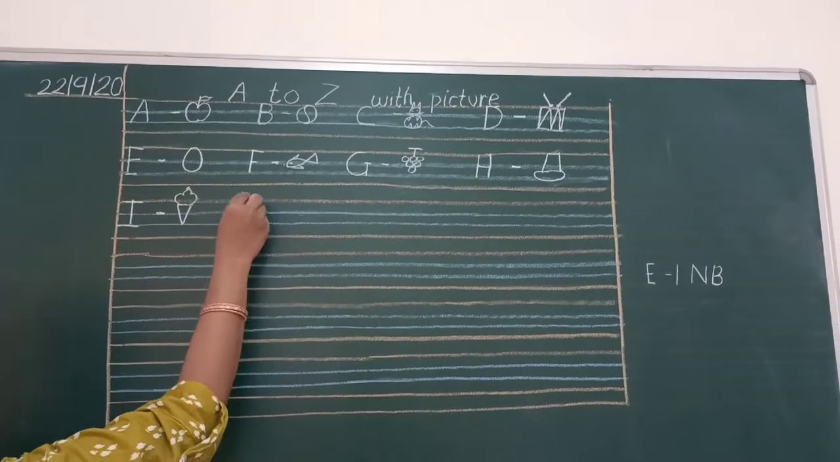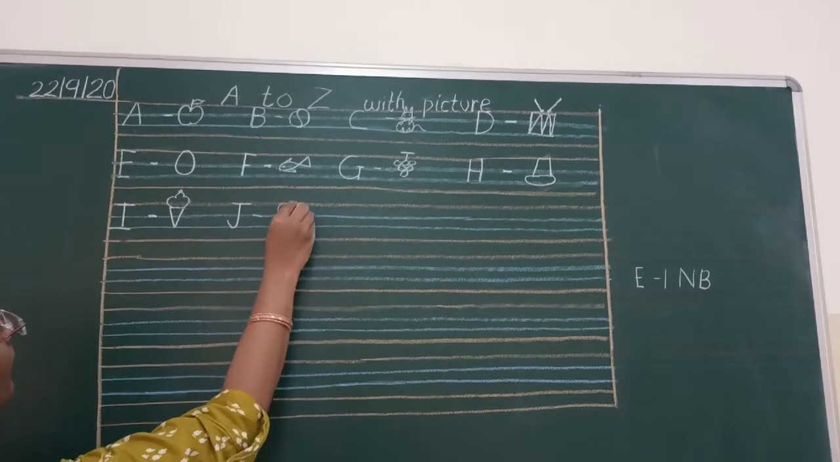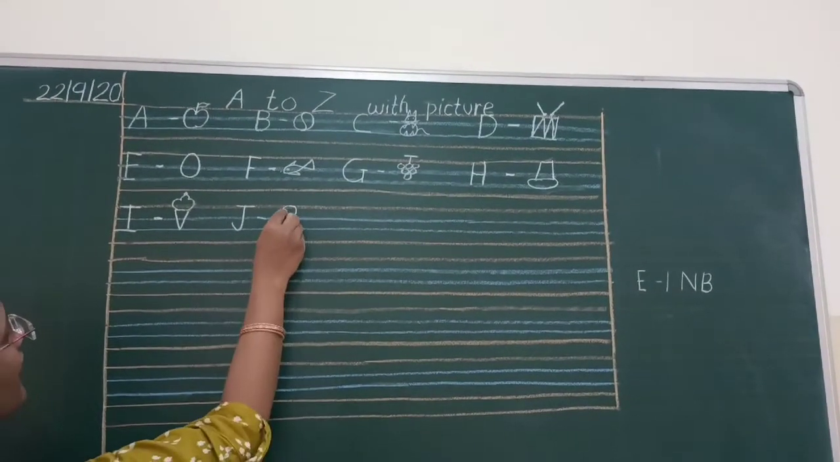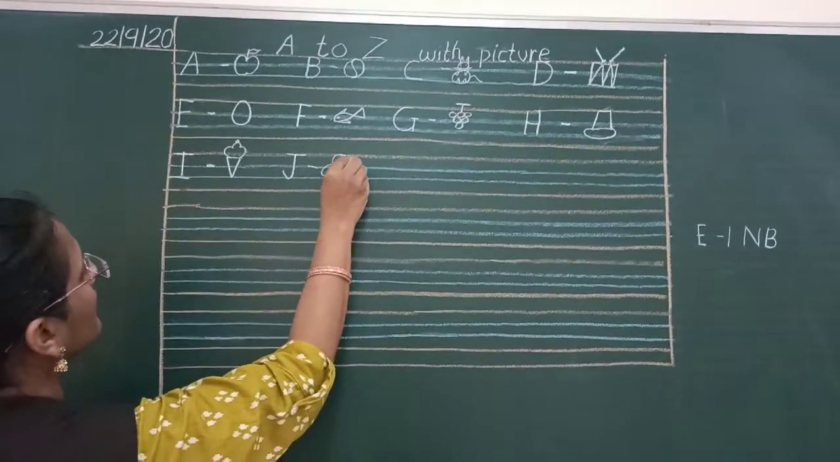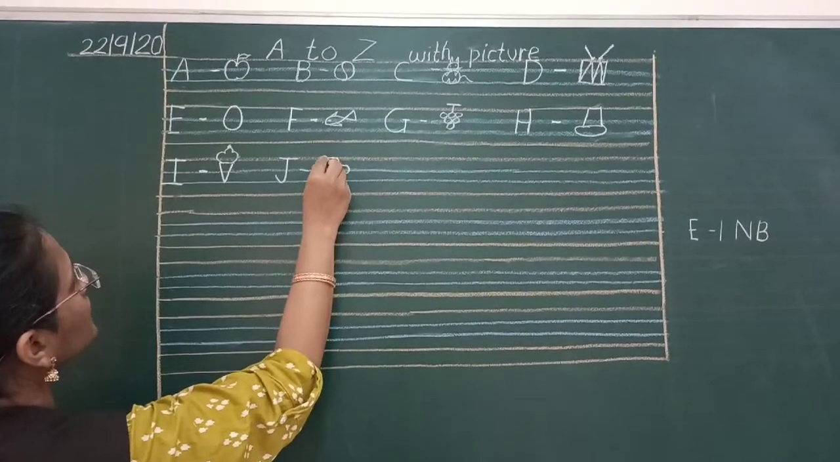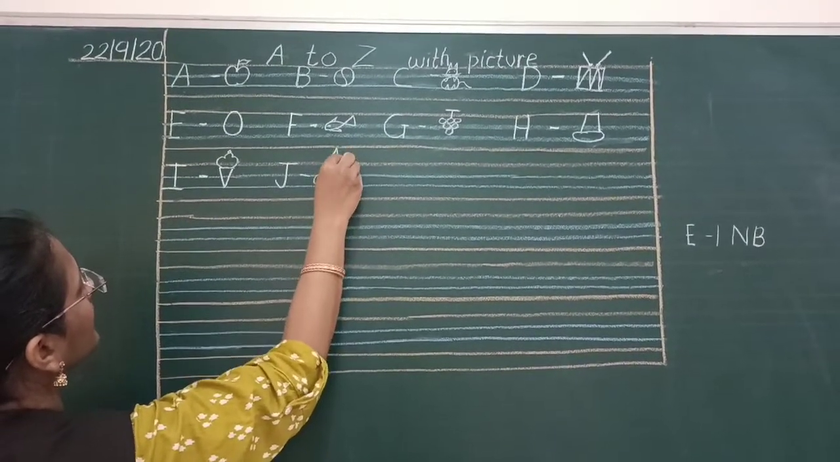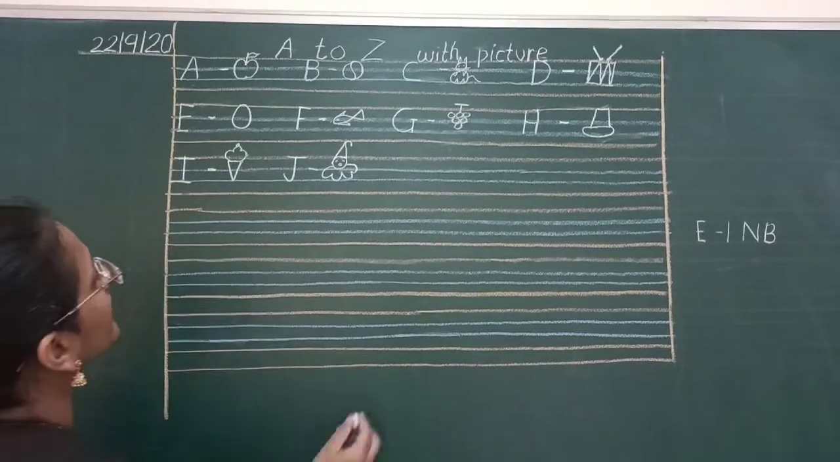Then J. J is for joker. One big circle, and here like this frill and 2 eyes and the nose and the cap. A joker must have a cap. See like this. Okay. J.